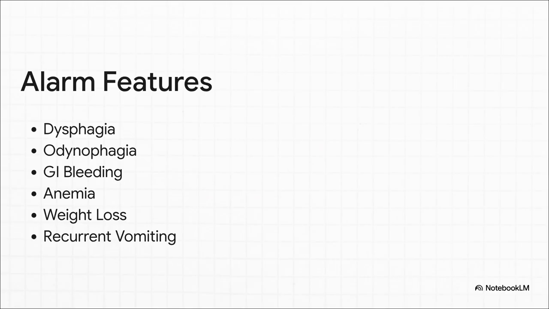So what are these all-important alarm features? Well, think of them as the big red flags that tell you to stop and investigate further. Dysphagia or odynophagia, that's difficulty or pain with swallowing, could mean there's a stricture or some kind of obstruction. GI bleeding or anemia points to some real mucosal damage. And of course, unintentional weight loss is a classic warning sign we can never ignore. If your patient has any of these, it's time to get a more urgent workup going.